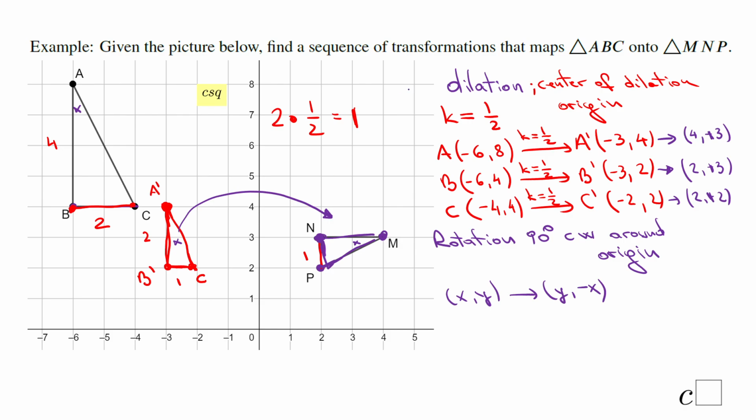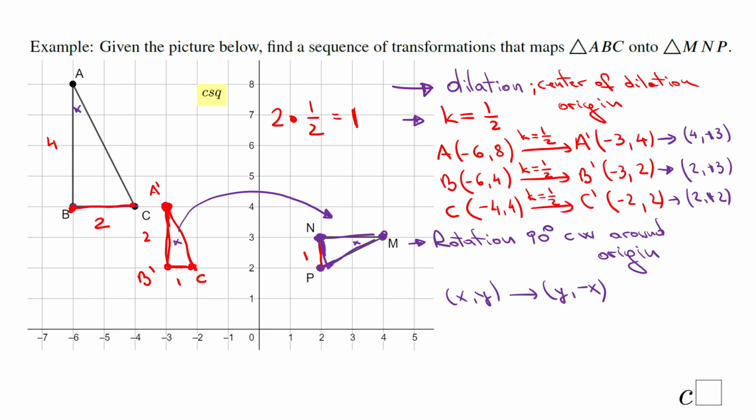I will say it is a dilation first with center of dilation of the origin, scale factor of 1/2, followed by a rotation 90 degrees clockwise around the origin. This is the sequence that works.